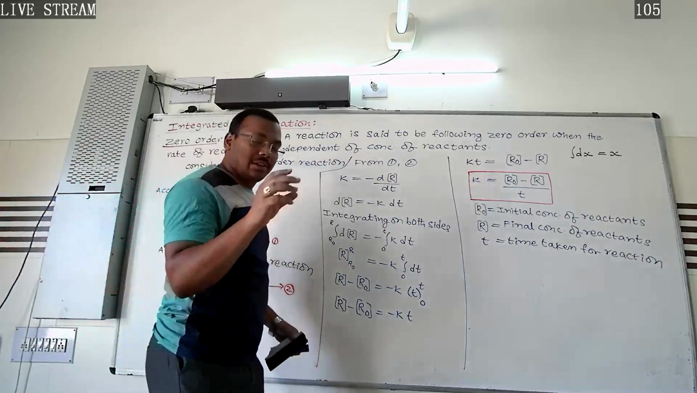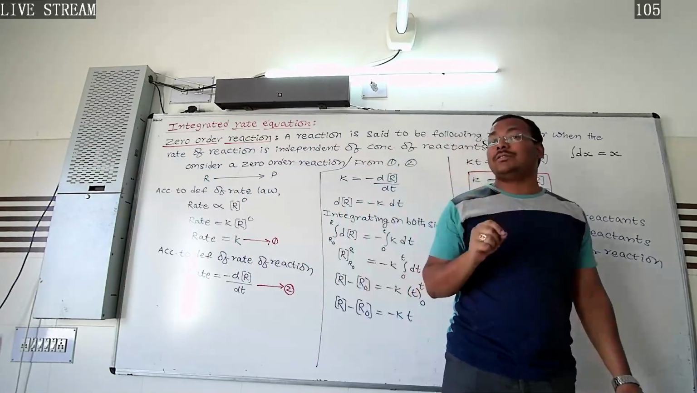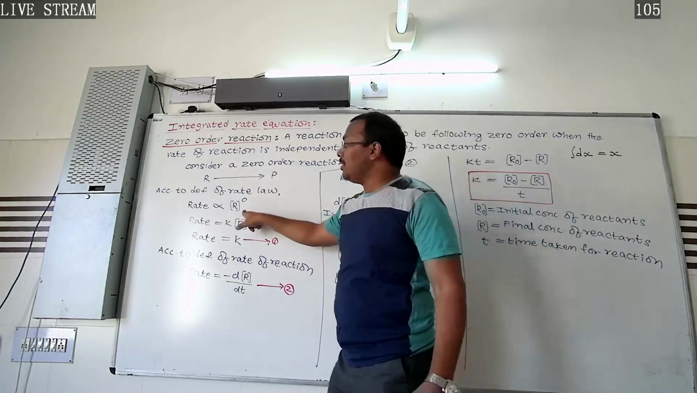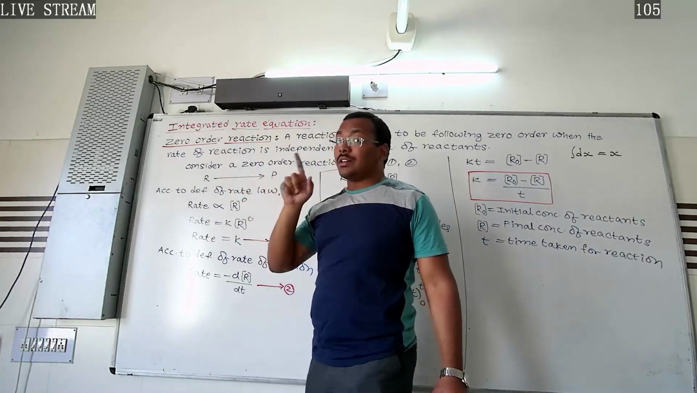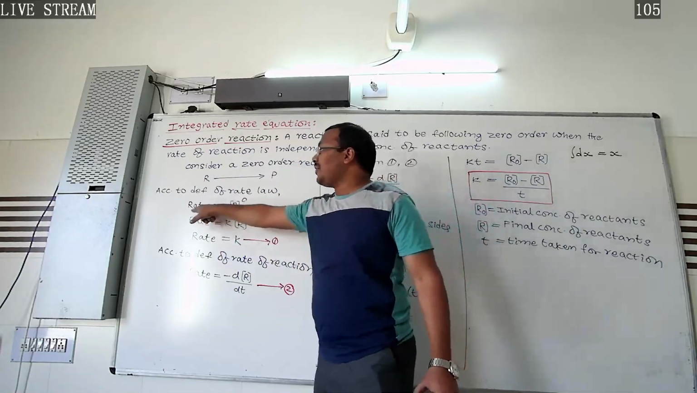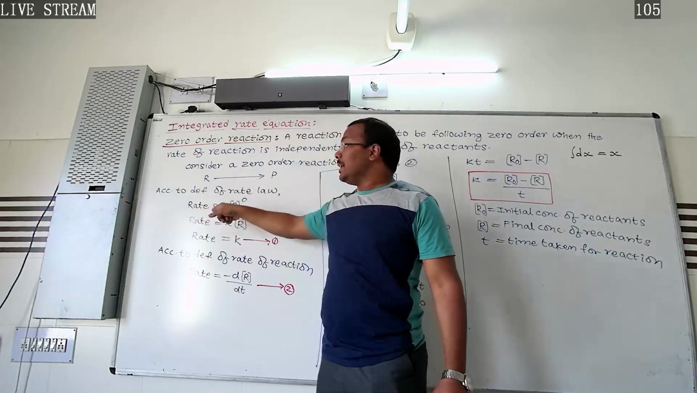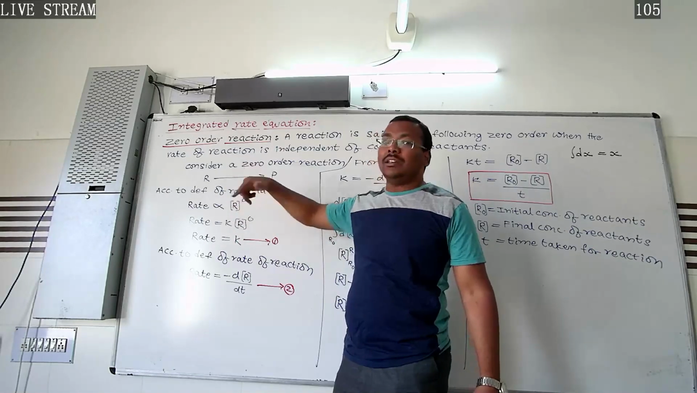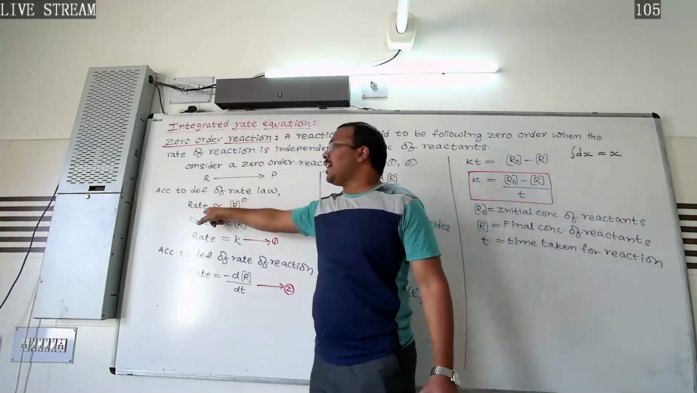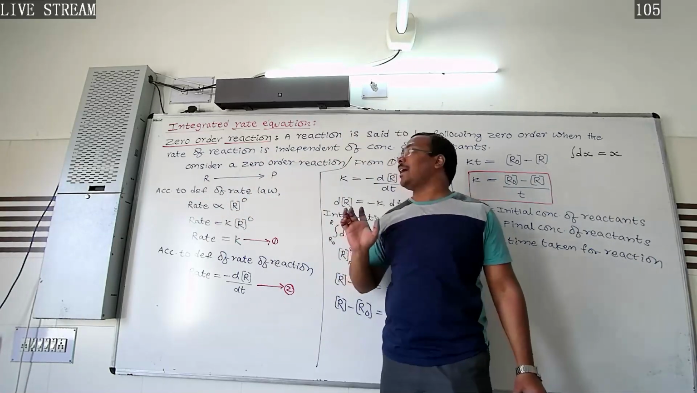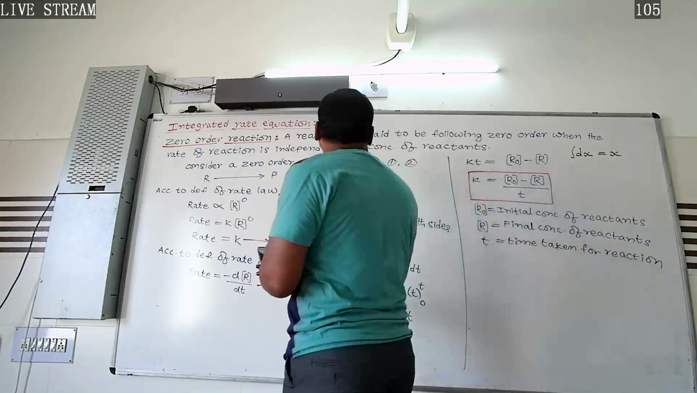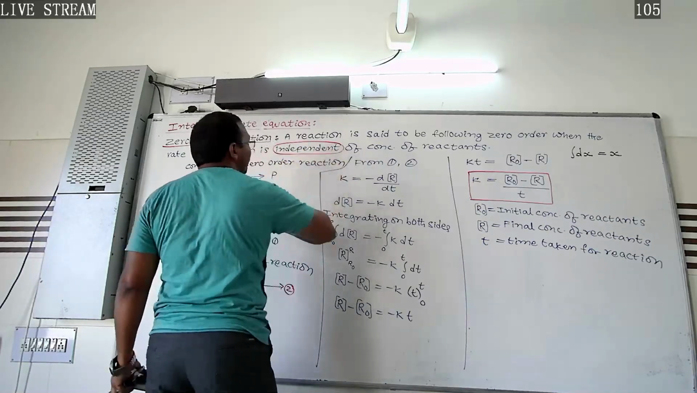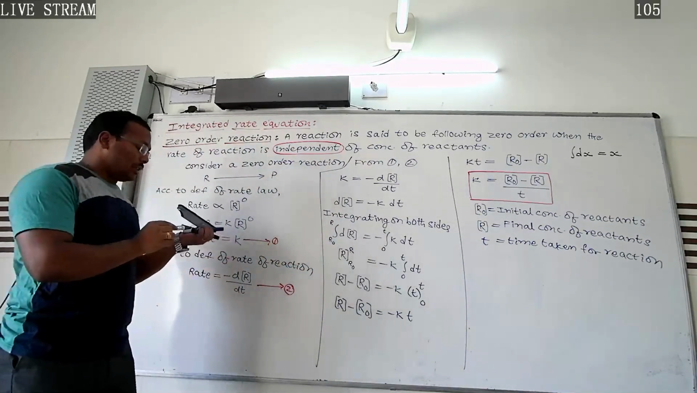First of all, let us define once again the zero order reaction. Generally, as I already said, in some reactions if you increase the concentration, the rate increases. But there are some reactions whose rate of reaction is independent of the concentration of reactant. Even though you increase the concentration, the rate of reaction does not change. Such reactions are called zero order reactions. You can see I have written, when the rate of reaction is independent of the concentration of reactant.